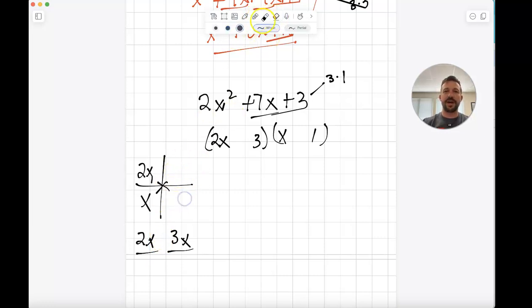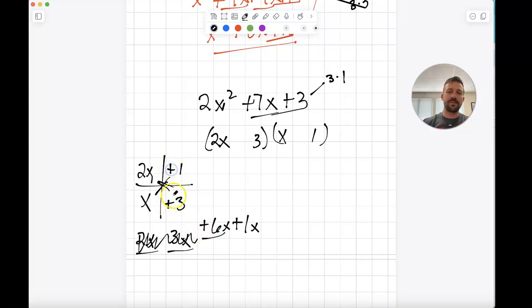It should not be a 3 on top and a 1 on bottom. It should be a 1 and a 3. Okay, and then let's see what this comes out to if you cross multiply. That makes 6x. That makes 1x. Can I make 7x out of that? I sure can. I can put a plus and a plus. So this one is the one that made a 6. This one is the one that made a 1. So there is my factor. It is going to be 2x plus 1, x plus 3.